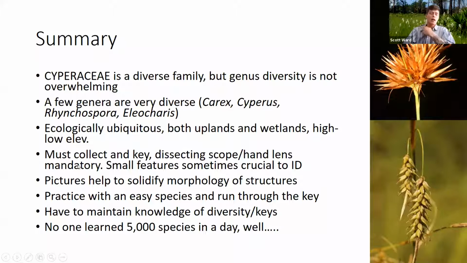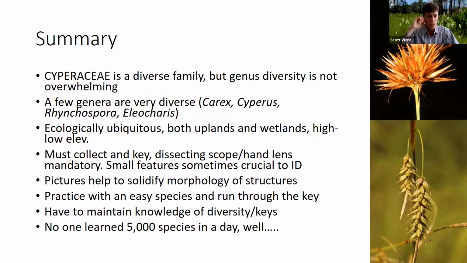So to wrap things up, I know I went deep into some of those genera, but overall, it's important to know that the sedge family is very diverse, but genus diversity is not overwhelming. It's not like grasses where you have a lot of different genera with maybe only a few species. There's a few genera that are very diverse, in this order: Carex, Cyperus, Rhynchospora, and Eleocharis. But depending upon where you're at, your knowledge of the ecology, the habitat, and your knowledge of minor morphological differences, you can start to hone in on this diversity a little bit better.